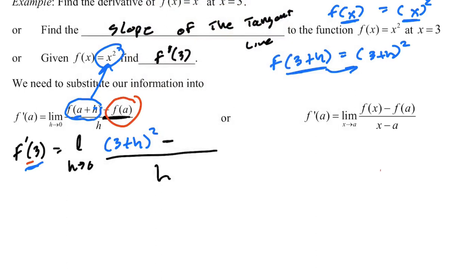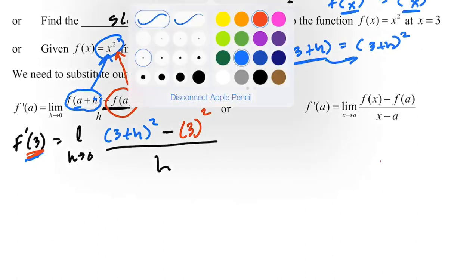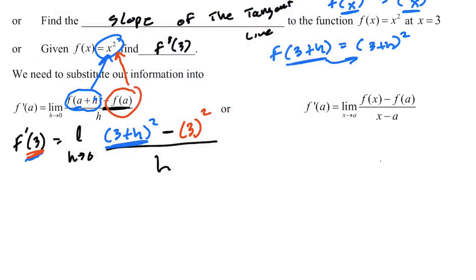So remember, a is 3, so we're going to plug 3 into our function. That's going to get us 3 squared. Now all we got to do is simplify this, right? Some algebra. Let's start off with this 3 plus h first.